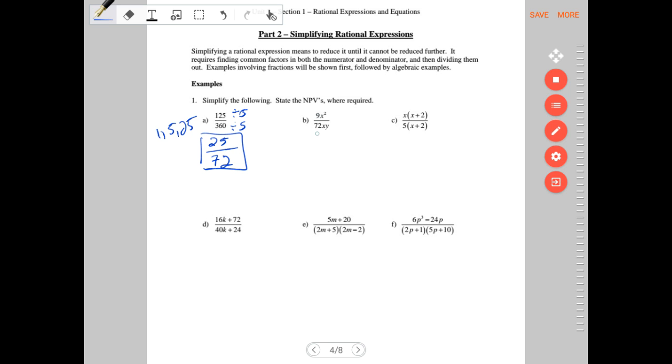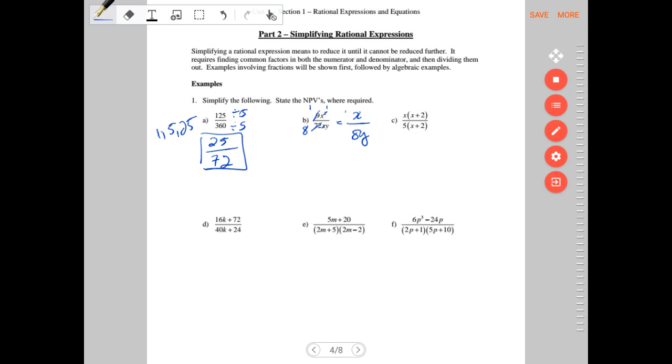Notice that we have 9 on the top. 72 is also divisible by 9, so I'm going to divide them both by 9. 9 goes into 9 once, and 9 goes into 72 8 times. Okay, x goes into x squared, so when I divide two things with the same base, I subtract the exponents. So x goes into x squared just once, so that leaves me with x to the first, and y has no y to go into. So let's simplify the top. We have a 1 times x to the first, which is just x to the first, or x, and on the bottom we have 8y.